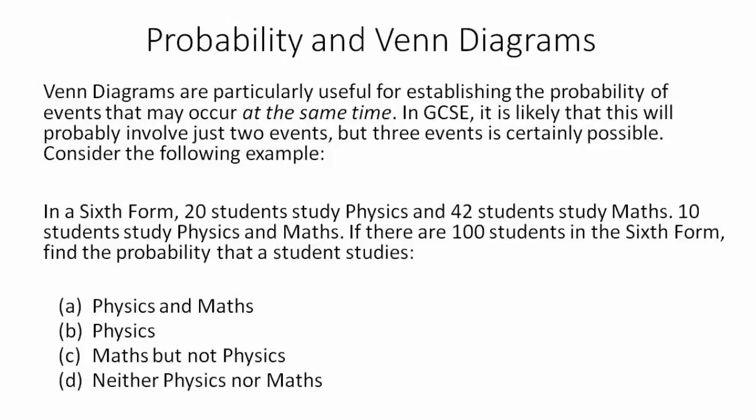Okay, in a sixth form, 20 students study physics and 42 students study maths. This is A-level physics and A-level maths. You're going to have some students studying both. Well, 10 students study physics and maths. Now there's 100 students in the sixth form. Find the probability that a randomly selected student studies A, physics and maths, B, physics, C, maths but not physics, and D, neither physics nor maths.